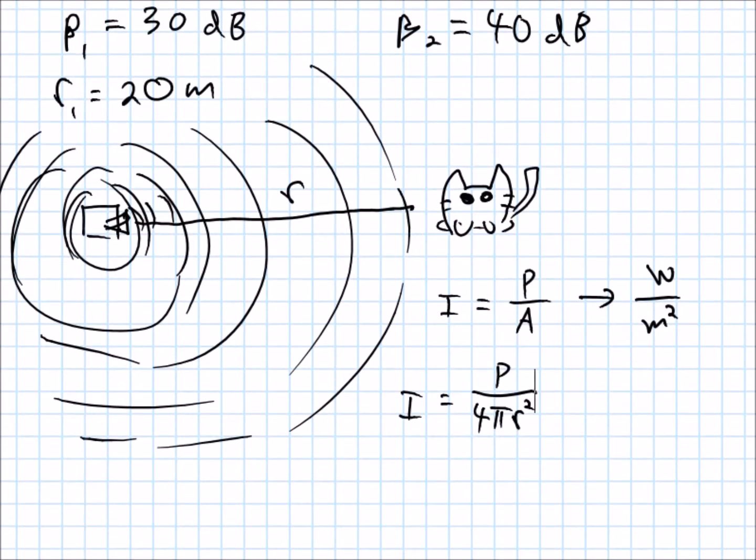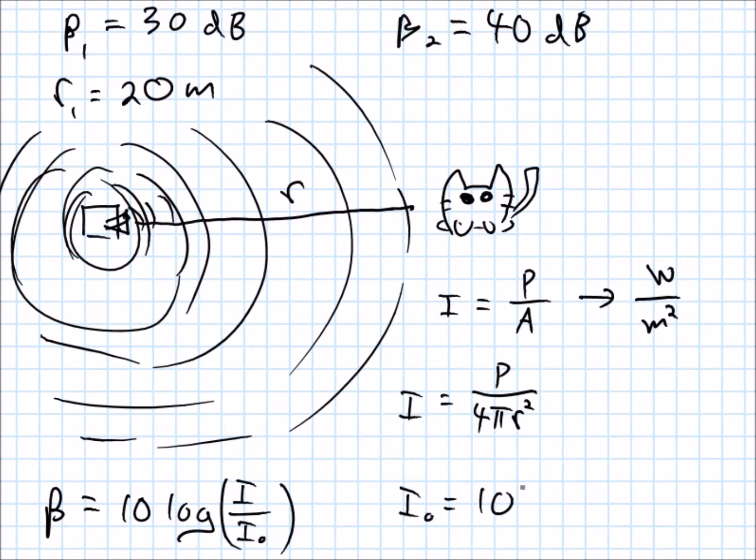You can go freely between these two, it's just a bit of a pain. So you can get an intensity level in decibels like this: 10 times the log of the intensity over this special number, I naught, which is 10 to the minus 12. I don't even know why they do this. I'm going to break the cycle right now and put the 10 to the minus 12 right in there. I've never known why they put it off to the side. Okay, so that is how you get between intensity and intensity level.